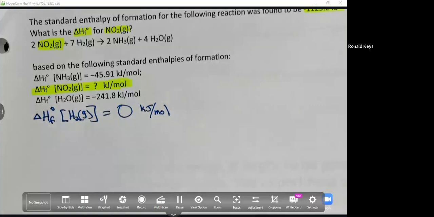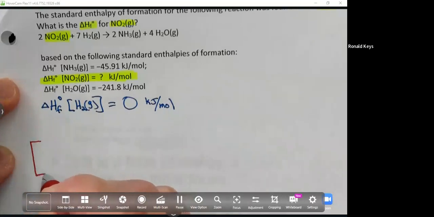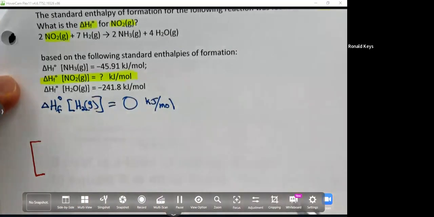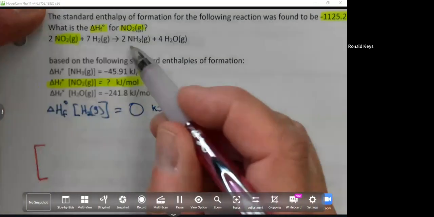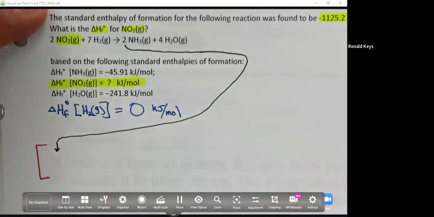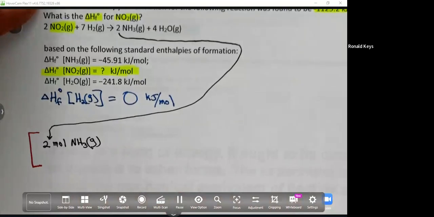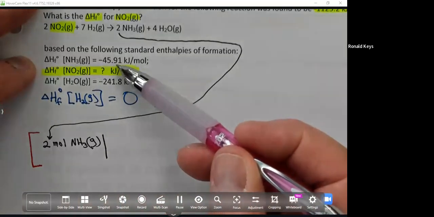All right, let's see. Let's lay it out exactly like we did before. So we're going to do products minus reactants again. I'm going to put a red left bracket. Again, we're starting on our product side. Start with this. Got 2 mole of NH3 gas. And for NH3 gas, negative 45.91.